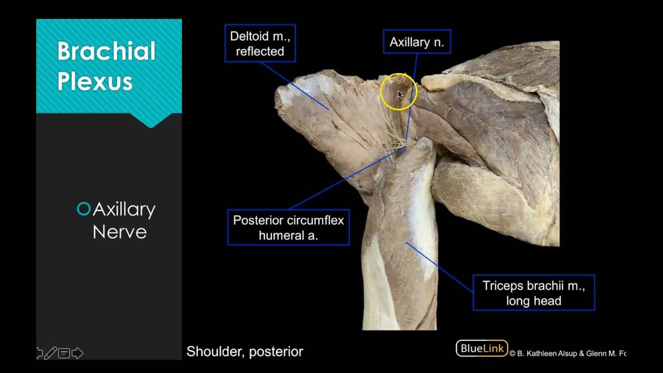Here's another view where the deltoid has been pulled away. This is a posterior view, and you could see the axillary nerve branching out to give supply.